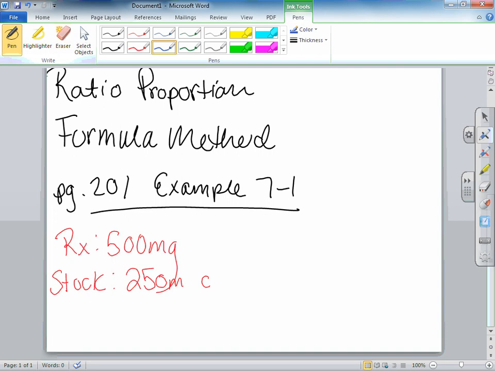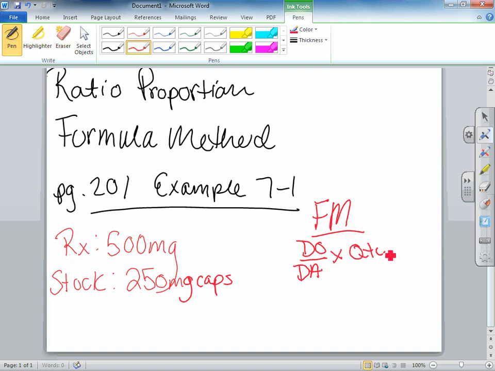This is fairly new. Let me rewrite my capsules here. This is milligram caps. All right, so my formula method, I'm going to use FM as the abbreviation for formula method. This is your formula method: dose ordered over dose available times the quantity. Your dose ordered is the prescription. What did the doctor order? So in this case, they ordered what?